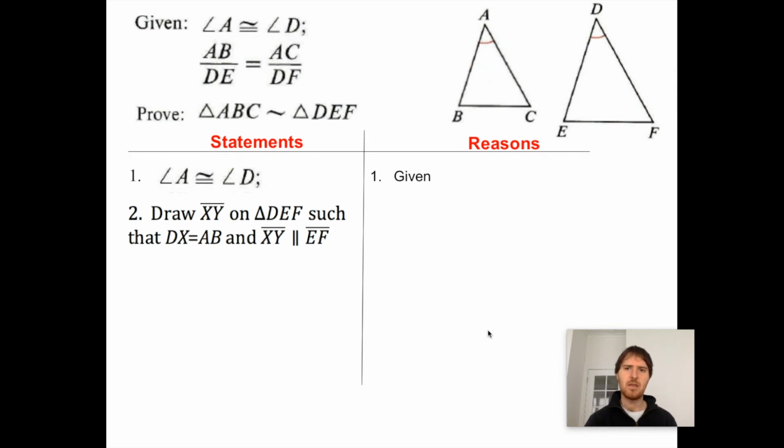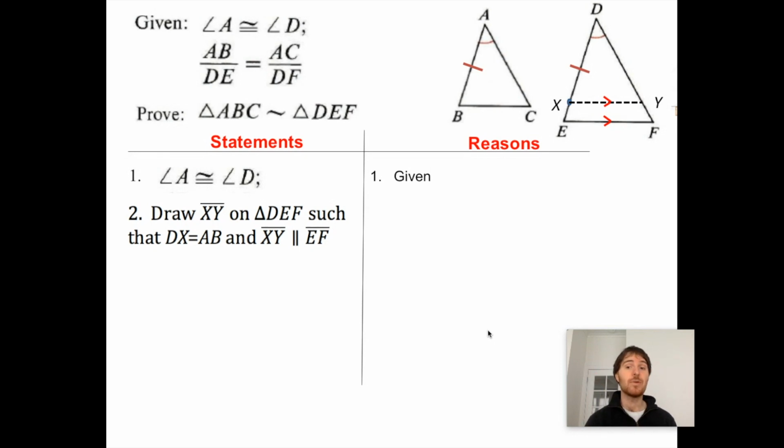I'm going to take my compass, swing it, copy AB, and move it over to the other side here, so I'm copying that distance. Then I'm going to take my straightedge and construct a parallel to segment DF, and if I have that there, I'm going to have triangle ABC. I'm going to prove that that's congruent to triangle DXY. We'll get to that in a second.